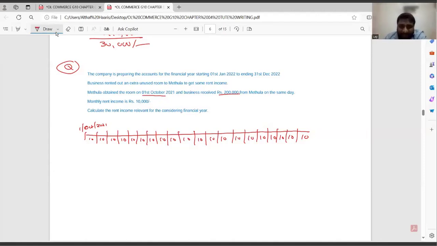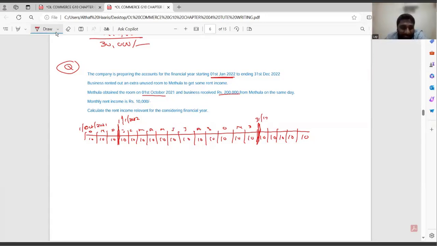Now here, read the question. Our corridor is starting 1st January. So this is the month of October, November, December of 2021. On this day only we are starting, 1st January 2022. So here Jan, Feb, March, April, May, June, July, August, September, October, November, December. So this is the last day, 31st December. Methula is a rich fellow, no? Can get money quickly. Methula has given me the money for the next year also.